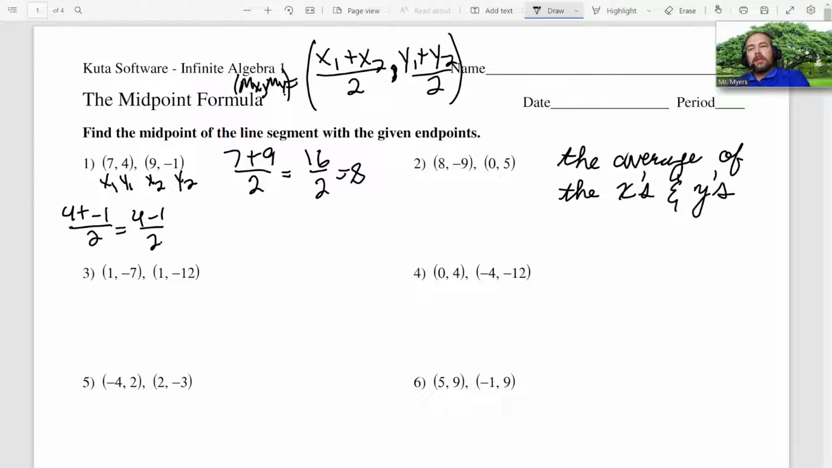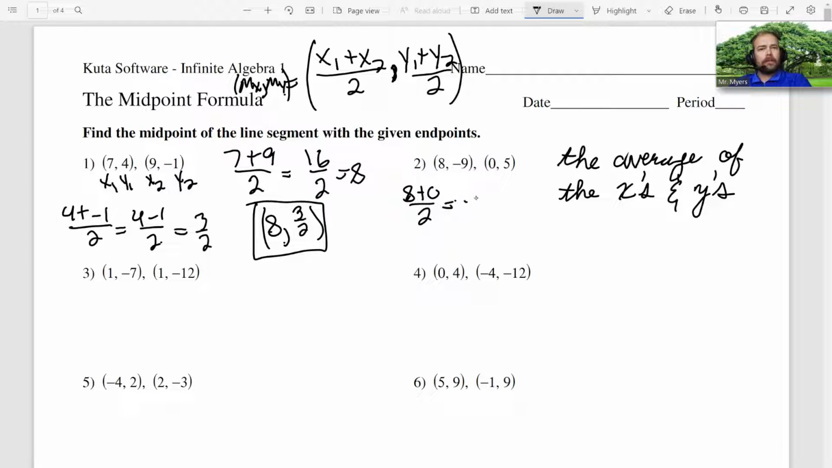Okay, so then we'd get all of that. That's just going to be 4 minus 1, which is 3. And 3 halves can't be simplified, so that would be the answer. You would just put it all together into a point, 8, comma, 3 halves. And that's the answer for number 1. That's all you really do: you just find the average. So let's do it again here. It'd be 8 plus 0 over 2, which is 8 over 2, which is 4.